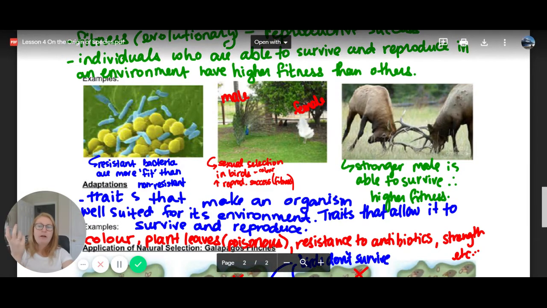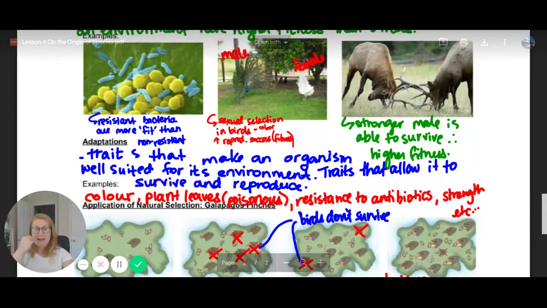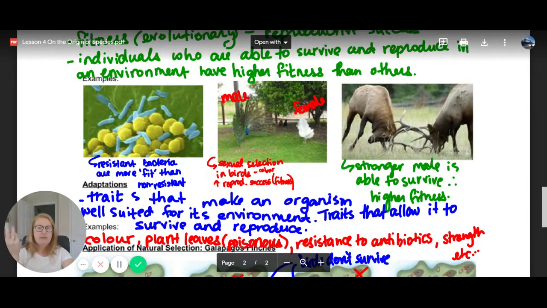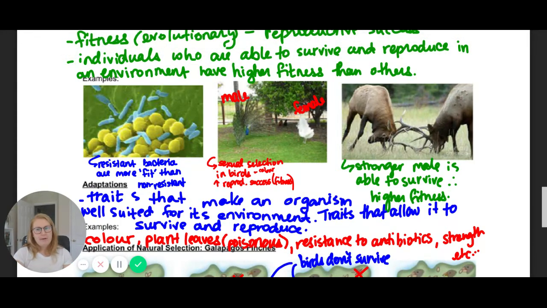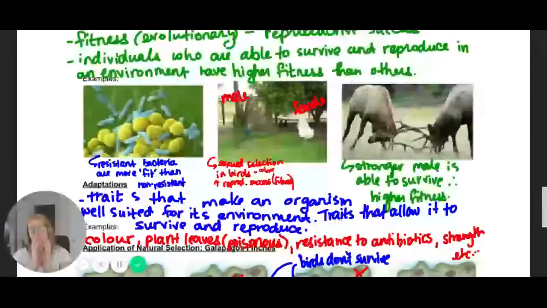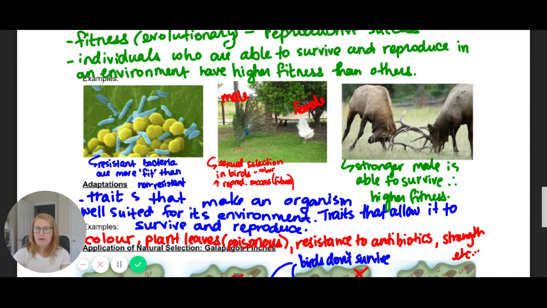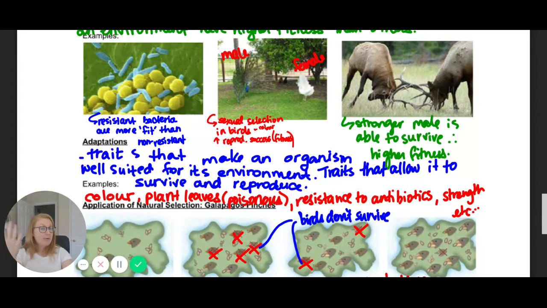But basically, these all have what we call an adaptation, something that gives the organism an advantage in their particular environment. So I'll just go back for a minute to our antibiotic resistant example. If there are no antibiotics present in that particular environment, then having that trait is not advantageous. It's not considered an adaptation. But in an environment where antibiotics are present, having that trait is an adaptation.